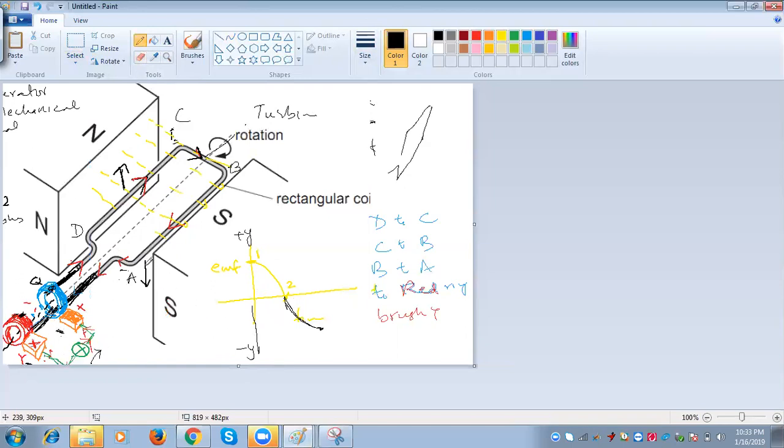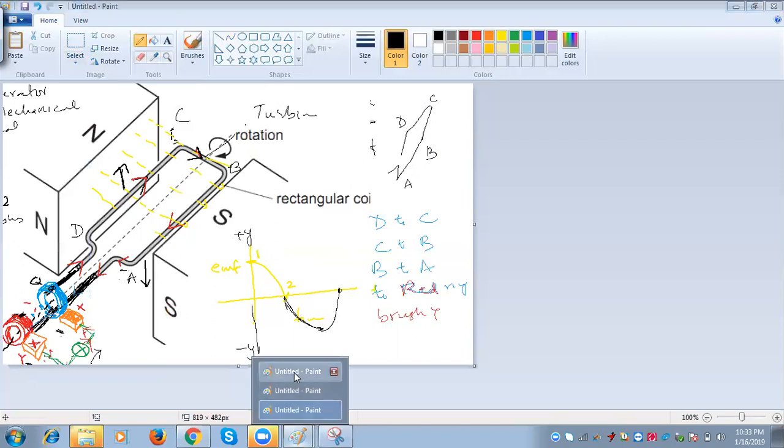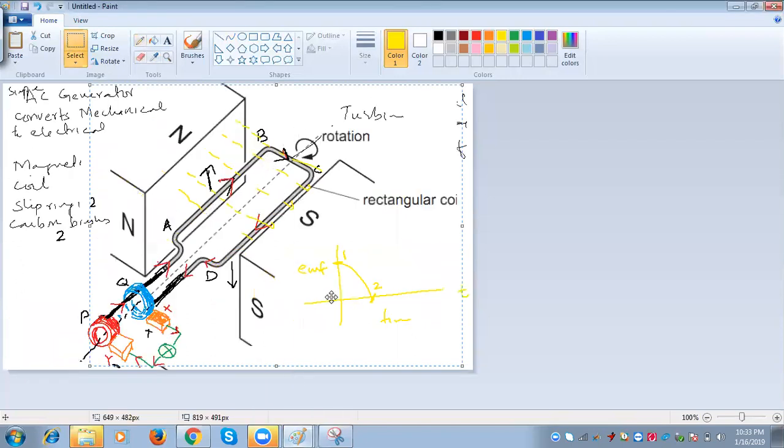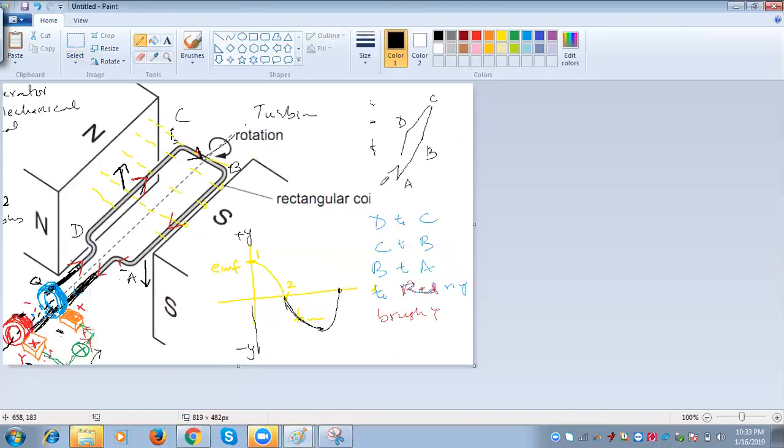Then the coil, AB continues, it goes down, and then the coil again becomes vertical in this way, like B, A and C, D. Again no flux, so this will be 0. Then the first position will come. What was the first position? This. Again AB will be at the same position and EMF will be maximum and the cycle will complete. So we will have a complete cycle. Again the coil becomes this, and this will continue.